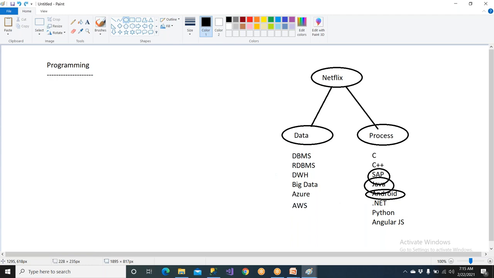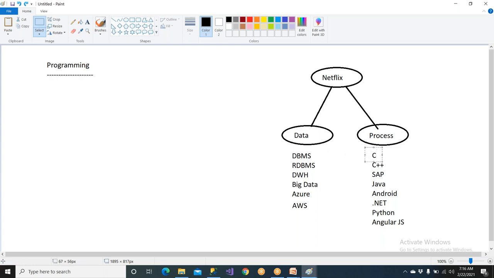So at the end of the day, a company has two things. Netflix has data and that needs to be processed. Tomorrow you take Citibank. Citibank has data. Somebody has to process it, right? For the processing purpose, we are going to use what is called a language, and for data storage purpose, we are going to be using an RDBMS. Clear?